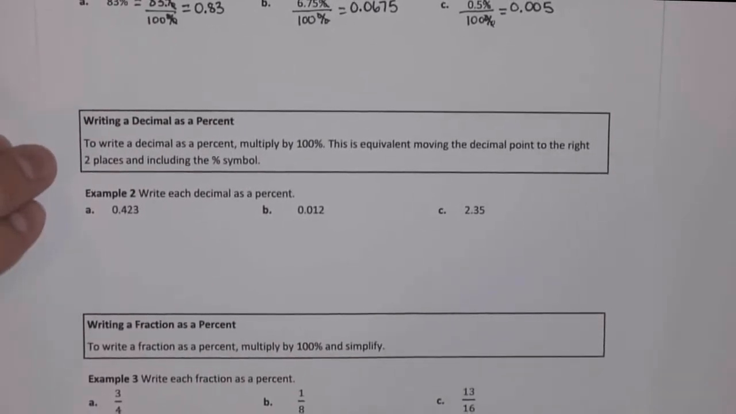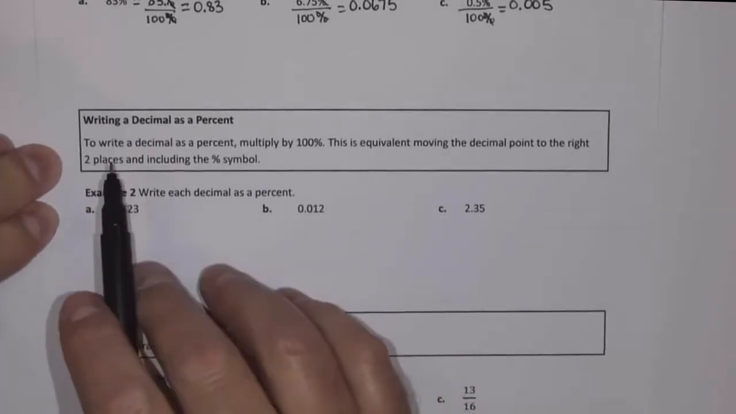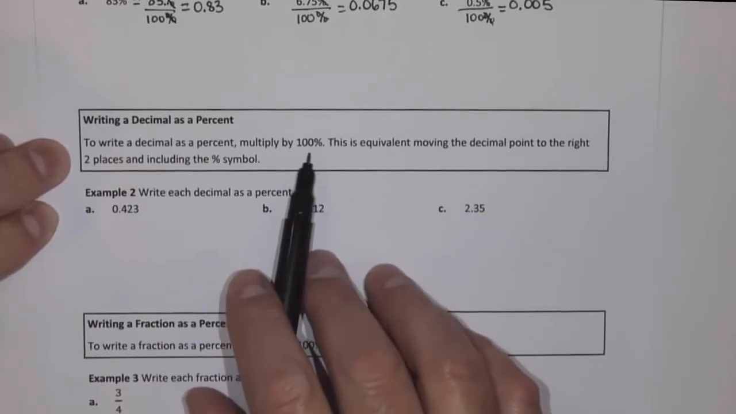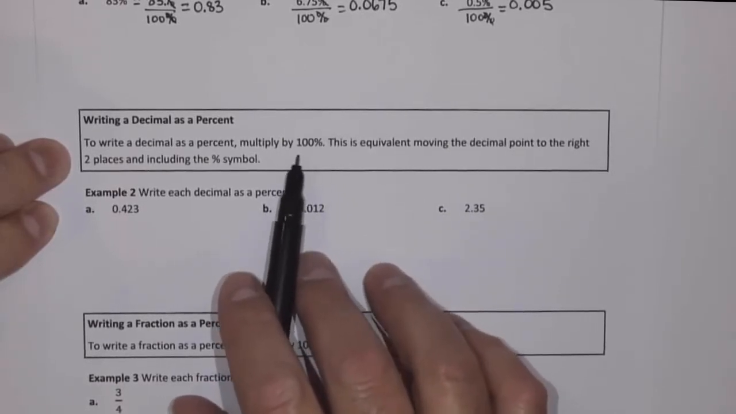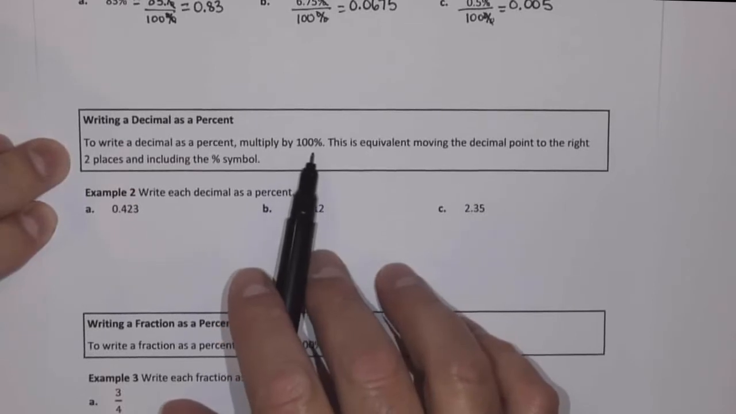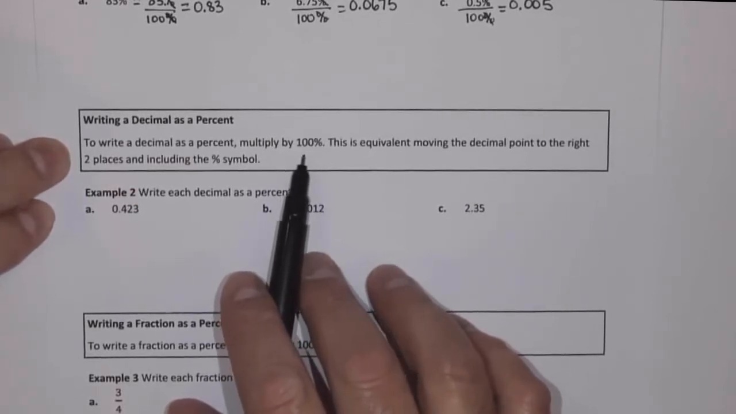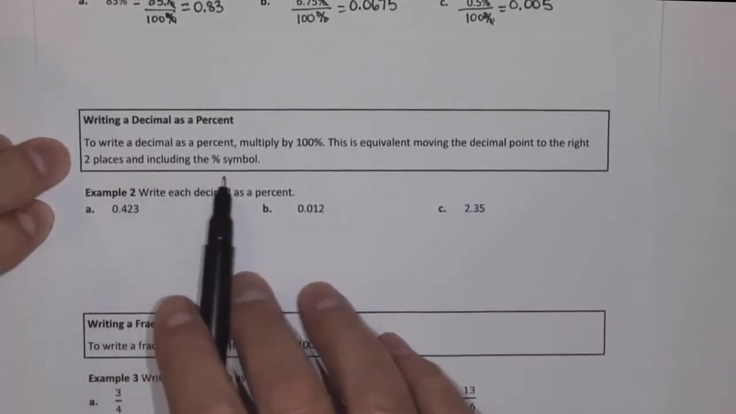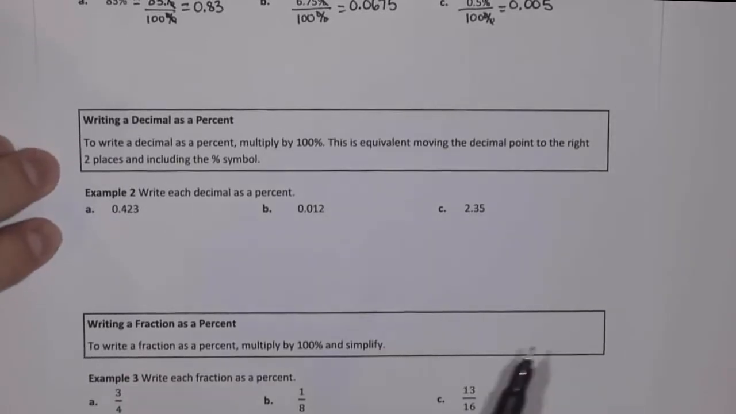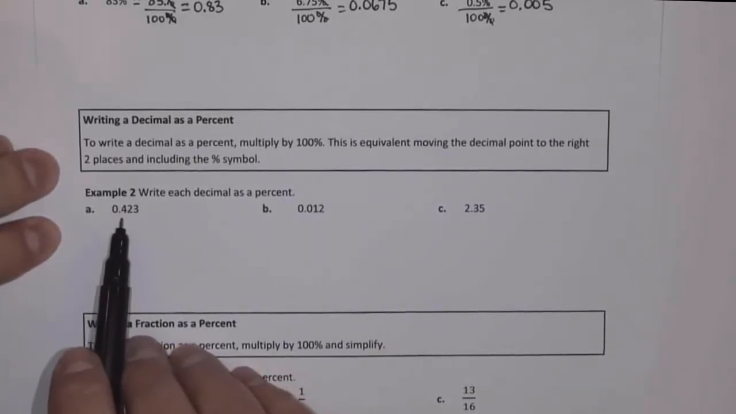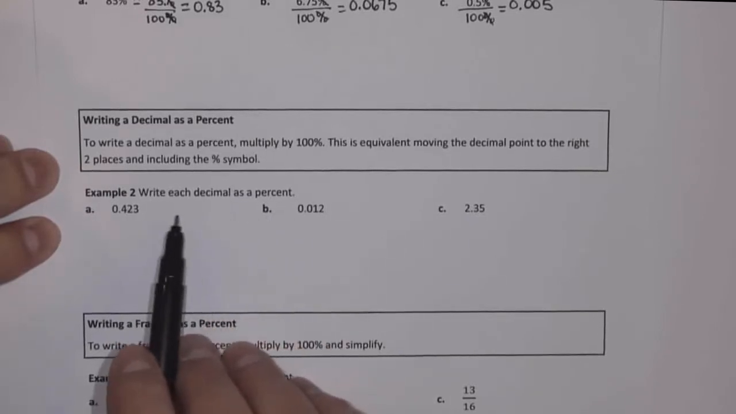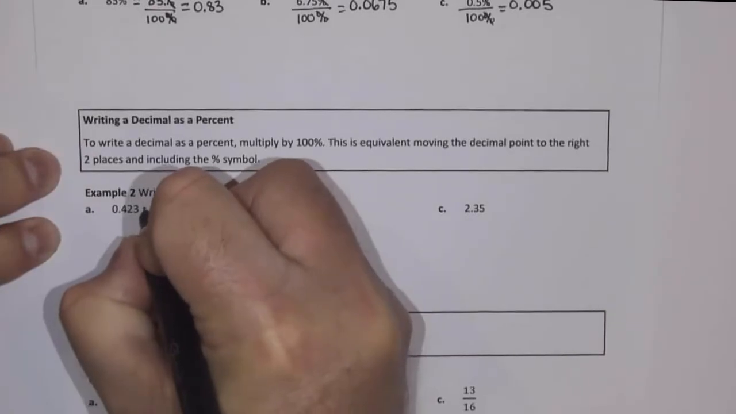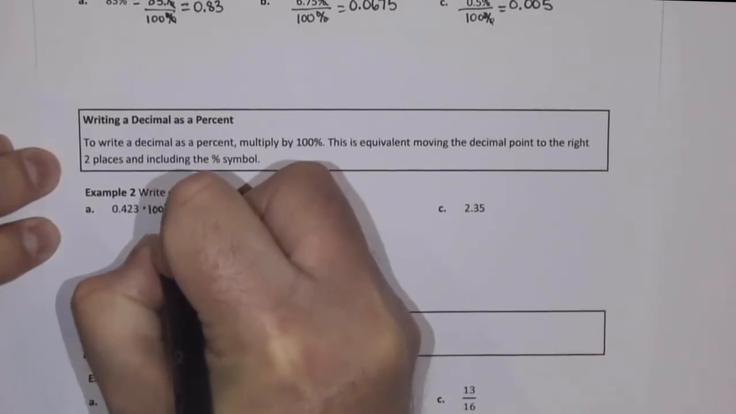And then sometimes we'll want to go in reverse. So if we want to write a decimal as a percent, well, to write a decimal as a percent, we multiply by 100%. Again, that's the same as multiplying by 1, so all that we're really doing is changing the form of the quantity. We're not changing the value of the quantity. So this is equivalent to moving the decimal point to the right 2 places and then including the percent symbol. So if I want to change 0.423 as a percent, I'm going to write this decimal as a percent. So then what I'm going to do is multiply by 100%.